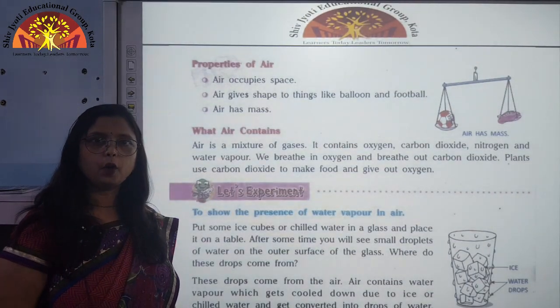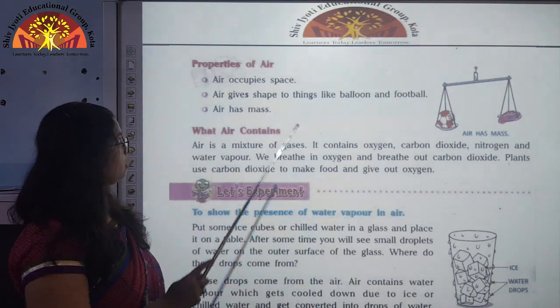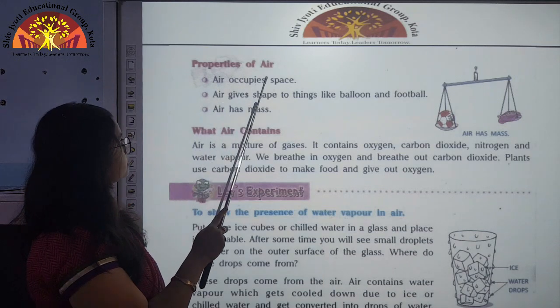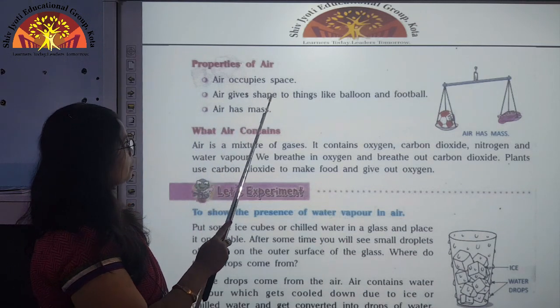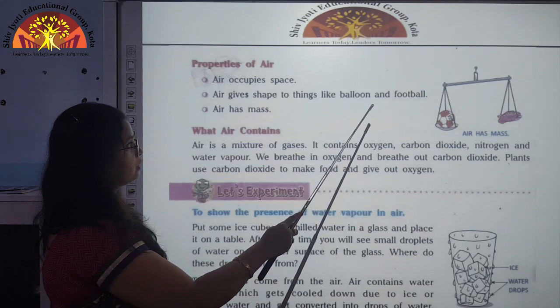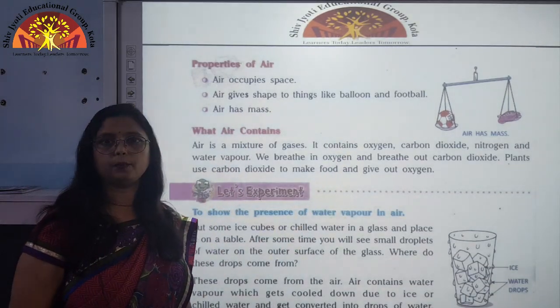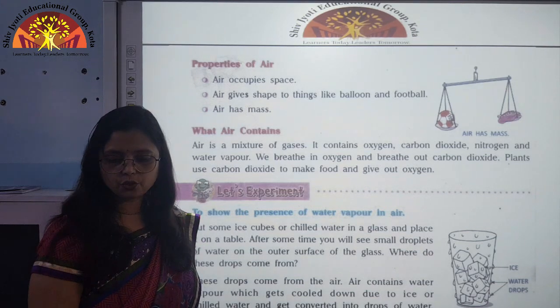Now we come to properties of air. So children, properties of air are: air occupies space, air gives shape to things like balloon and football, air has mass. So these are some of the properties of air. So let me show you how.